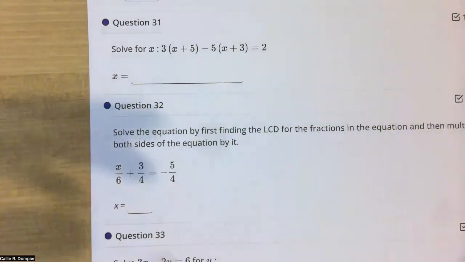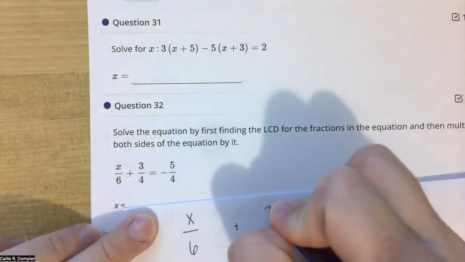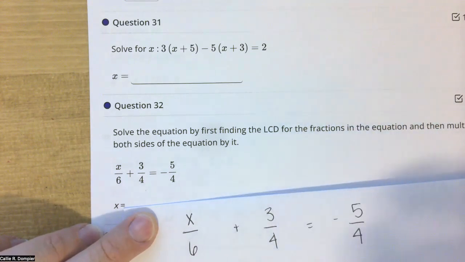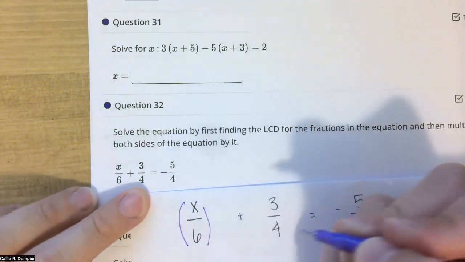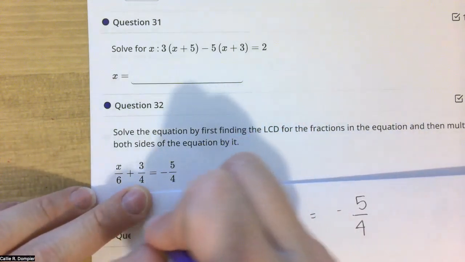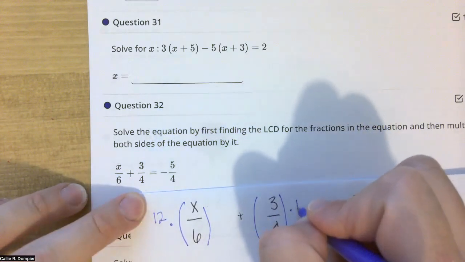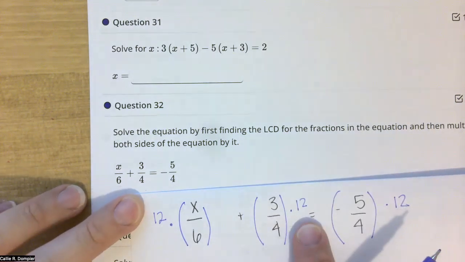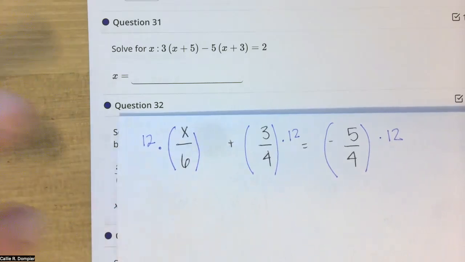And we're going to take x divided by 6 plus 3 divided by 4 equals -5 divided by 4. And we're going to multiply each of these by our least common denominator, just like we did for question 30. So we're going to multiply it by 12. Multiply 3/4 by 12, multiply -5/4 by 12. You can even leave the negative outside and just multiply it by 5 and 4 and then bring the negative back in. Anyway, all right.